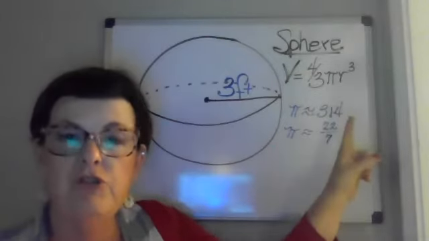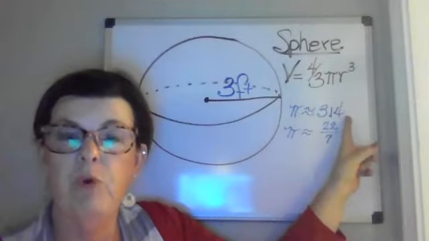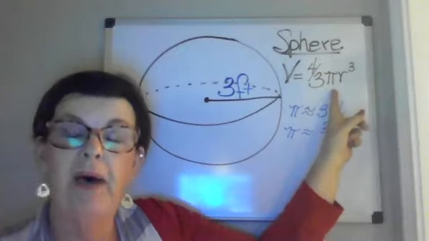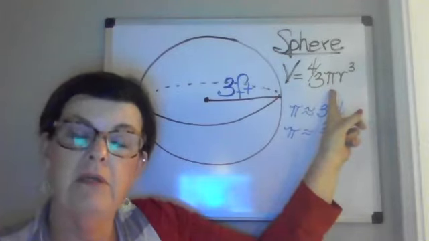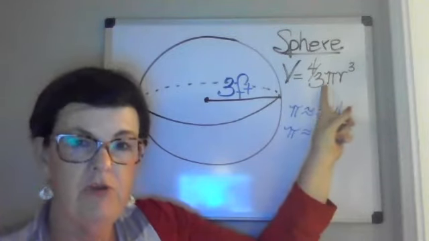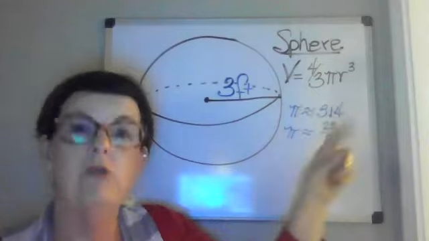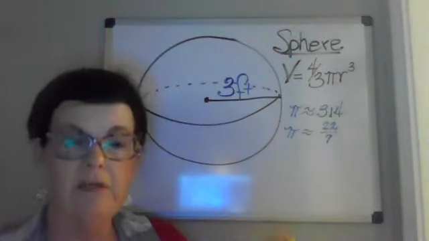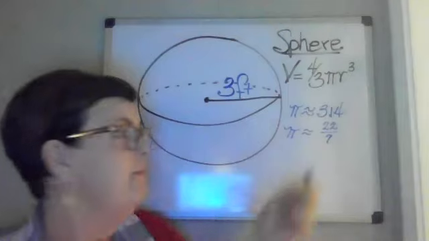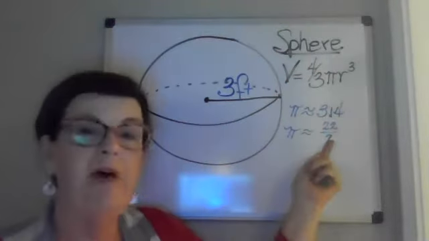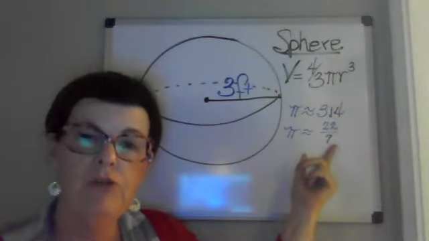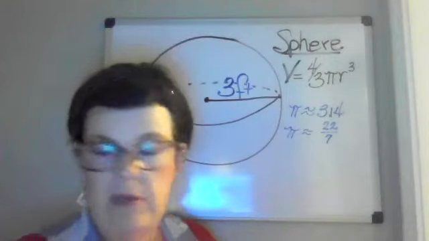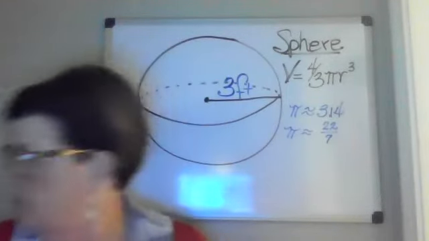If the instructions do not tell you to use 3.14 or 22/7, I want you to use the pi button that's on your calculator. Very important. That'll give you the most accurate answer when you use the pi button because it uses lots and lots of decimal places. These are estimates and they work fine, but on the test, only use it if the instructions tell you to use it. Okay, in this case, we're going to use your pi button.